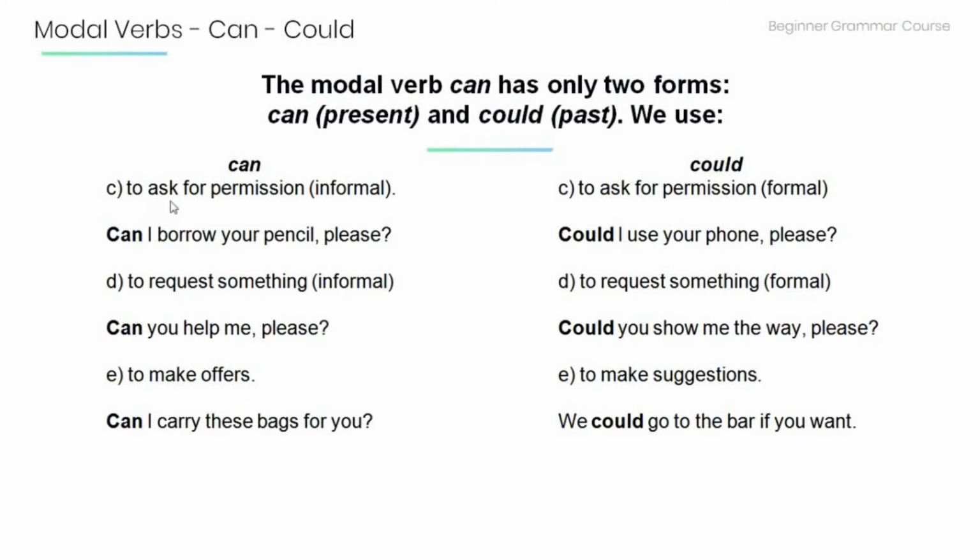C, to ask for permission. Informal. For example, can I borrow your pencil, please? D, to request something. Informal. Can you help me, please? E, to make offers. For example, can I carry these bags for you?